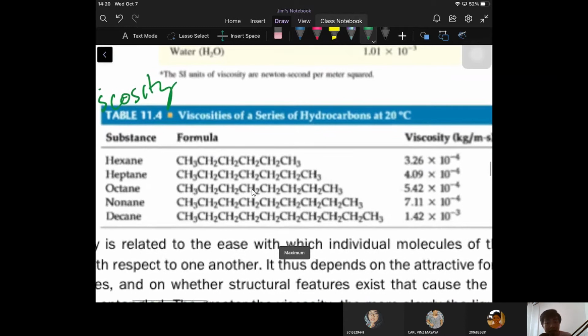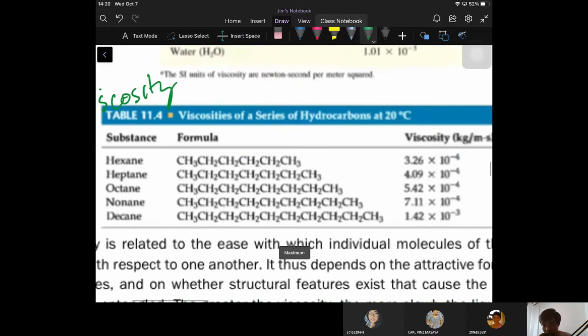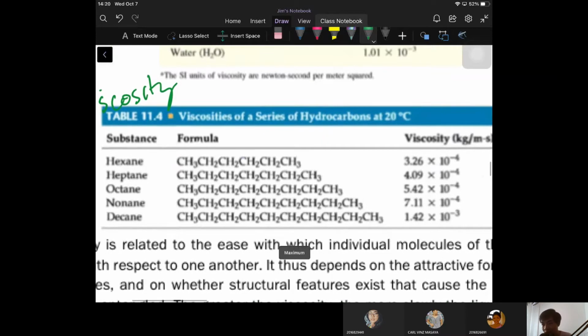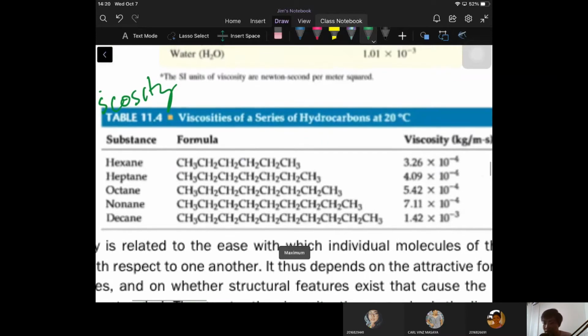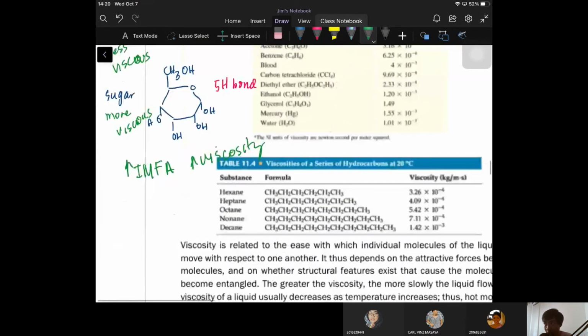Pwede natin isama dito yung mantika, no? Mantika is non-polar. So, London dispersion forces lang yon. 'Di ba yung mantika malapot? No? Because of the higher London forces, no? Sobrang daming electrons ng mantika kasi, no? Around 200, 300. That's why super lapot niya, no? So, yun lang idea. Higher IMFA, higher viscosity. Okay?